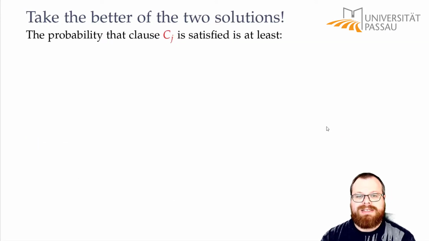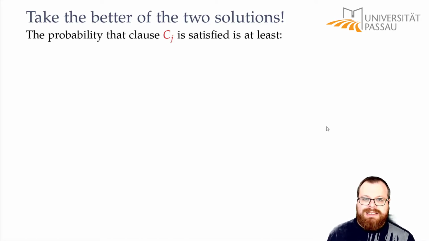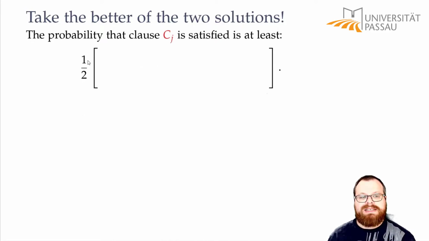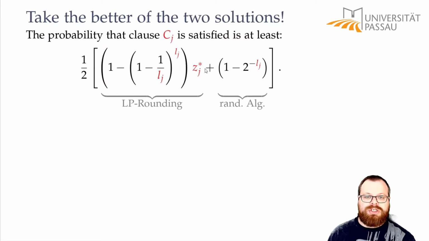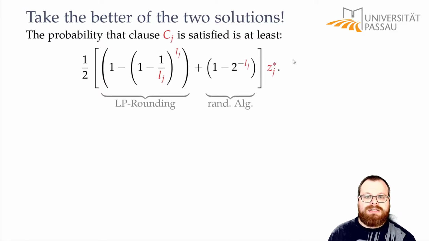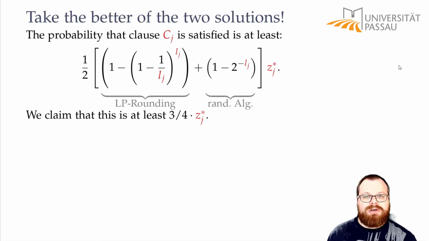The probability that a clause is satisfied in this algorithm that randomly chooses one of the randomized algorithms is at least the mean of the probability that it is satisfied in these algorithms. So it is at least 1/2 times the probability it's satisfied in the LP rounding algorithm plus the probability that it's satisfied in the randomized algorithm. And now note that this z_j star that we get from the LP relaxation is somewhere between 0 and 1. And since we want to show at least, we can just pull it out and put it here, and the whole thing will only get smaller. Now we want to show that this term is at least 3/4 times z_j star.